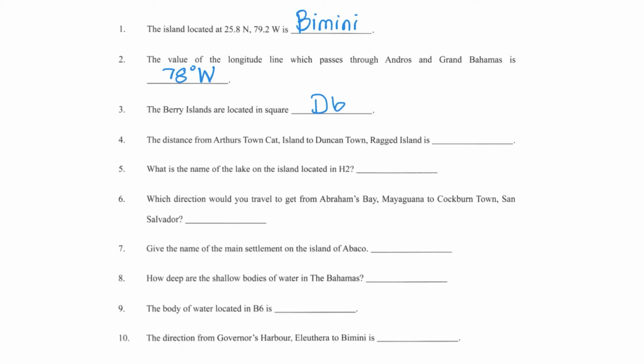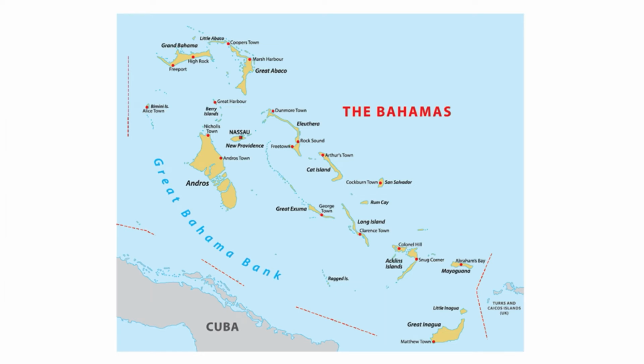But before we do that, let's try and locate where Arthurstown and Duncantown are. So here's our handy map of the Bahamas, and Arthurstown, Cat Island is located right there, and Ragged Island is located right down there. So we're going to have to measure the distance from these two locations. So let's mark them out on the past paper.